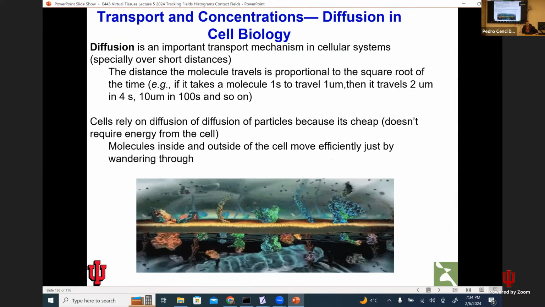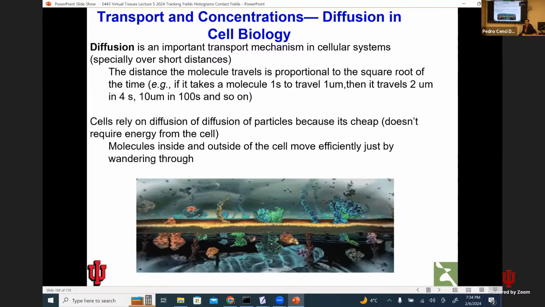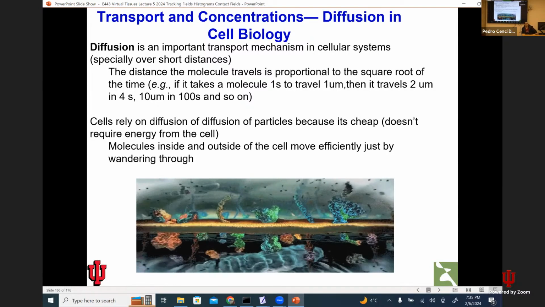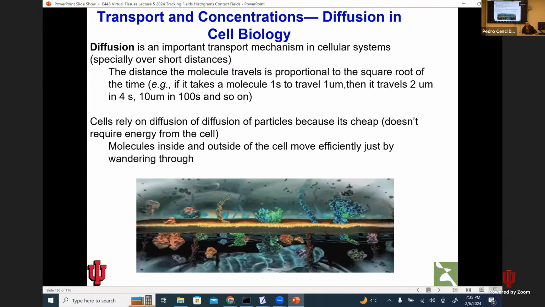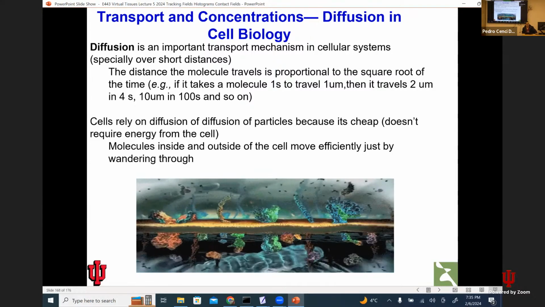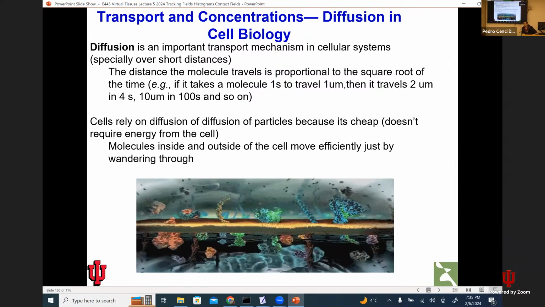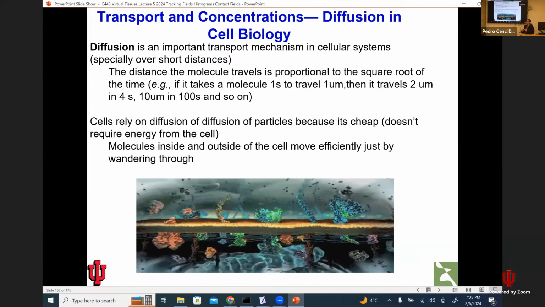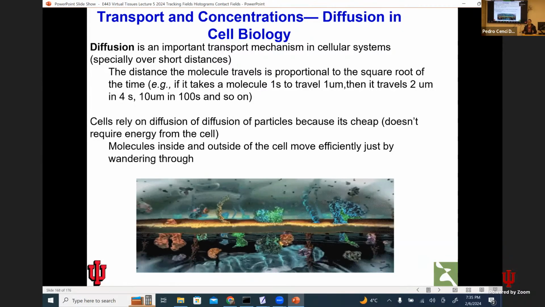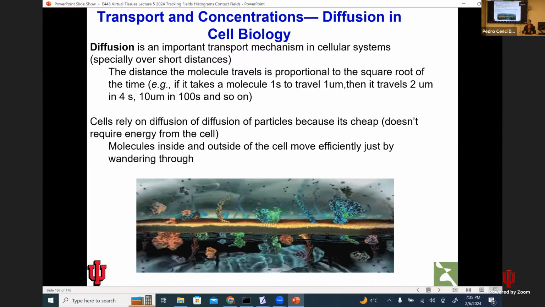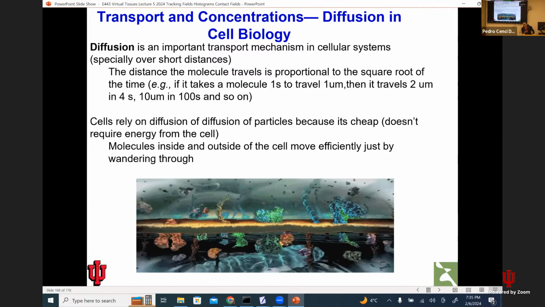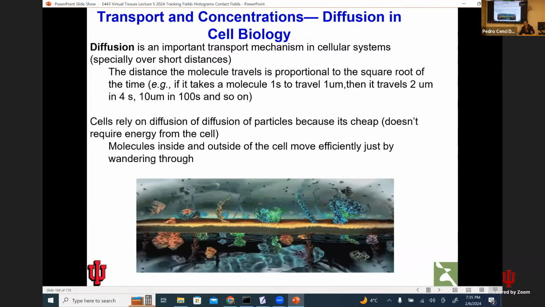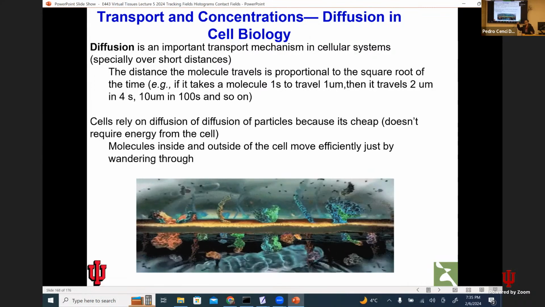So James told me to put a slide where he discusses something called diffusion time, which is this. If it takes 3 seconds for a molecule to travel 1 micrometer, it will take 9 seconds to travel 2 micrometers, because it goes with the square root of time.